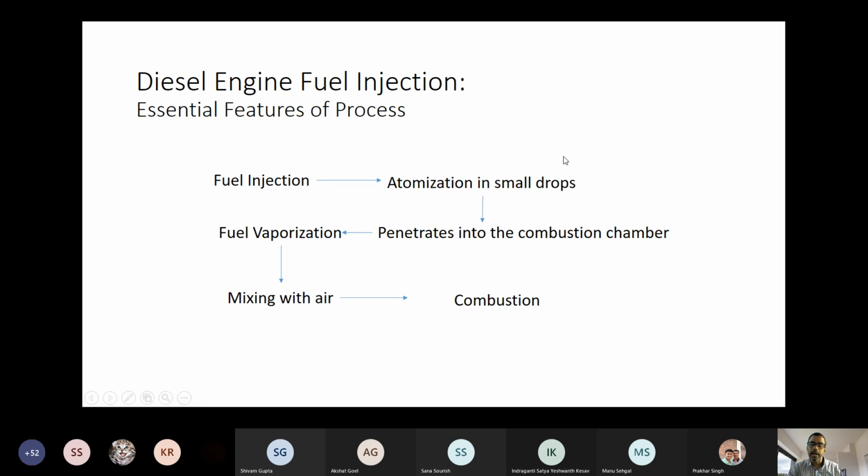These are the requirements. As soon as fuel comes into the combustion chamber, these are the physical processes it has to go through. First of all, atomization, then penetration, vaporization, mixing with air, and then finally combustion. So before it combusts, it has to go through several physical processes.